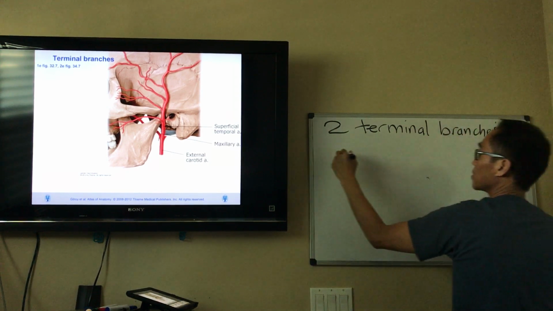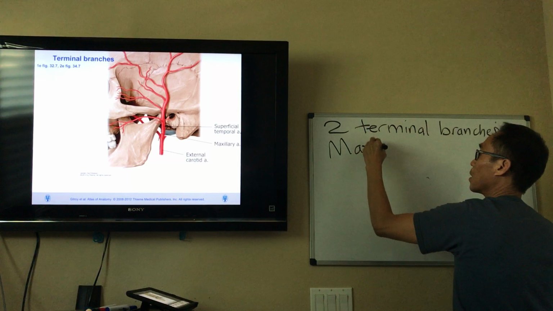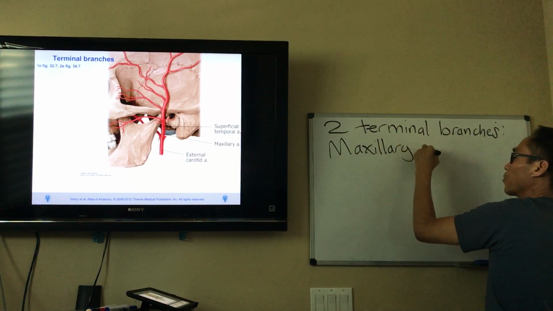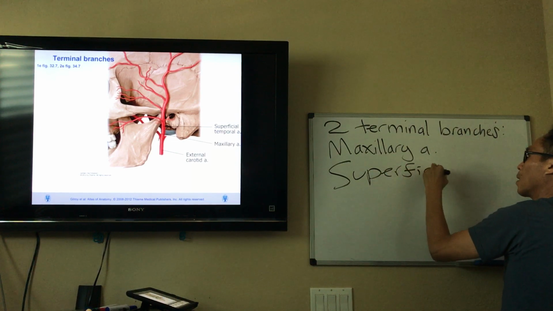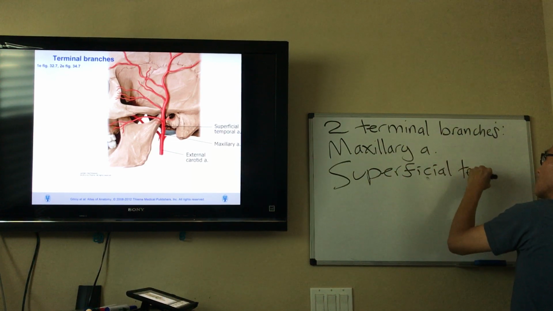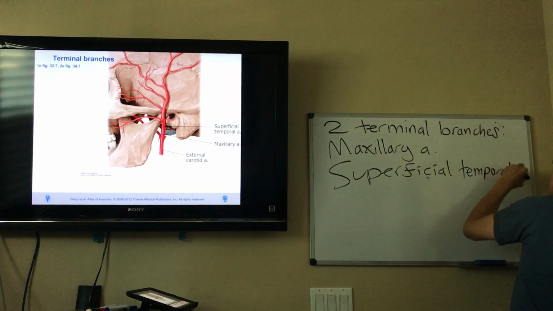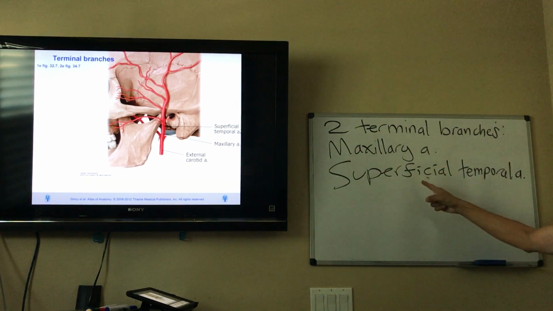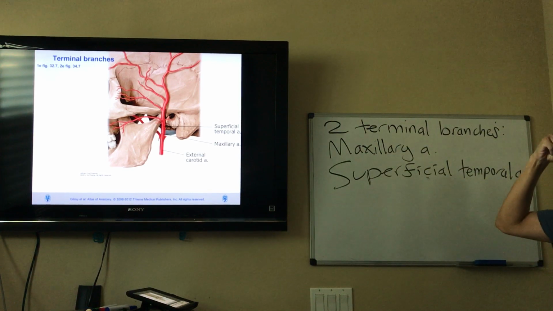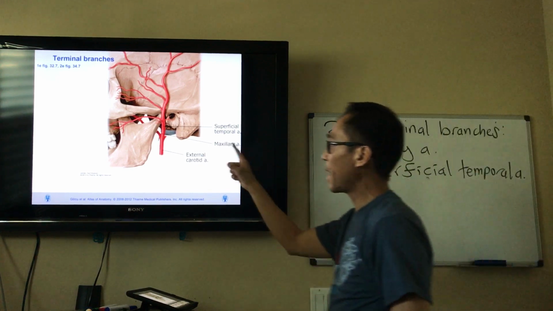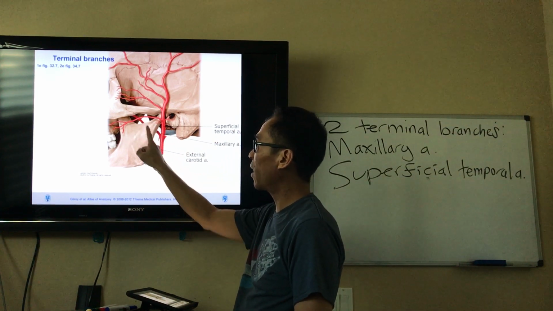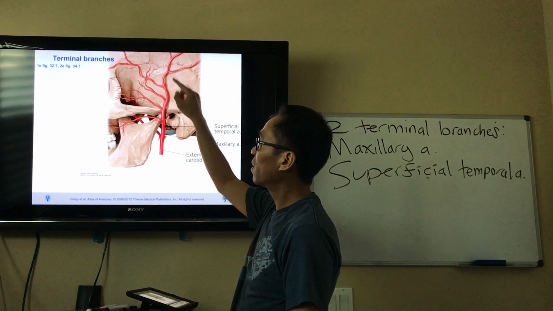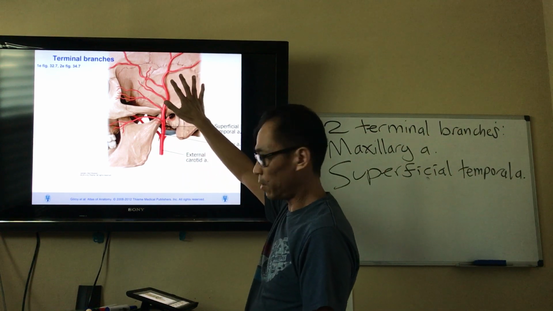Two terminal branches: maxillary artery, superficial temporal artery. It's superficial, it's barely skin deep under the sub-Q. It runs along the temporal bones. Okay. Here you can see maxillary artery. It's going behind the mandibular condyle. Here's superficial temporal on top of the temporal bone of the skull.